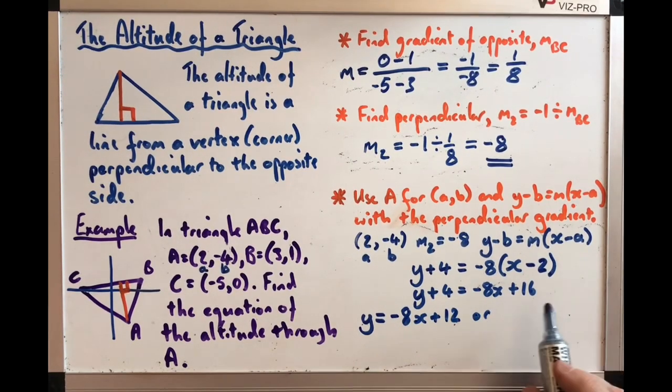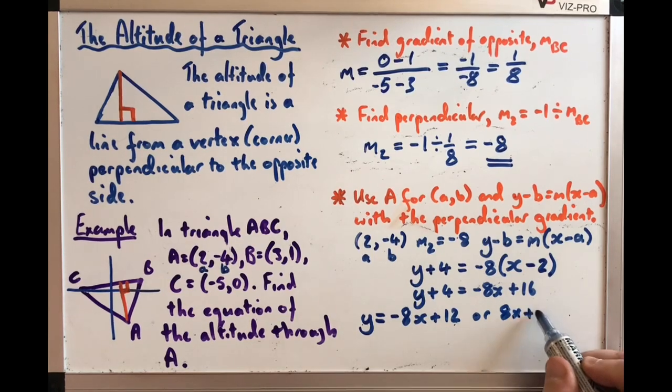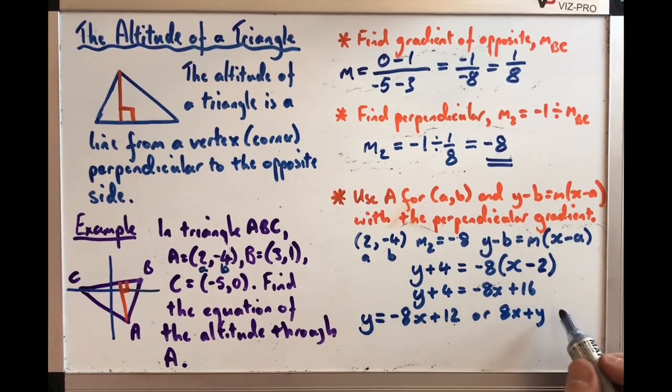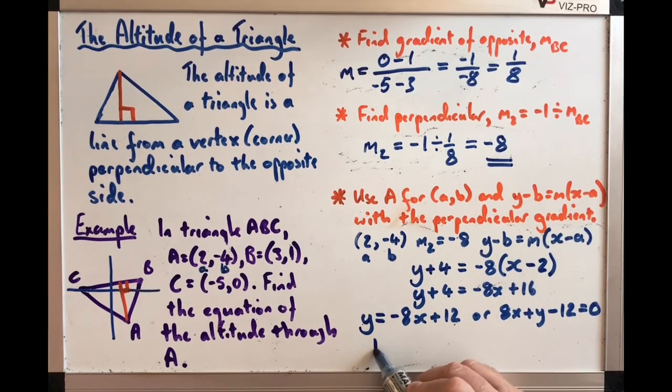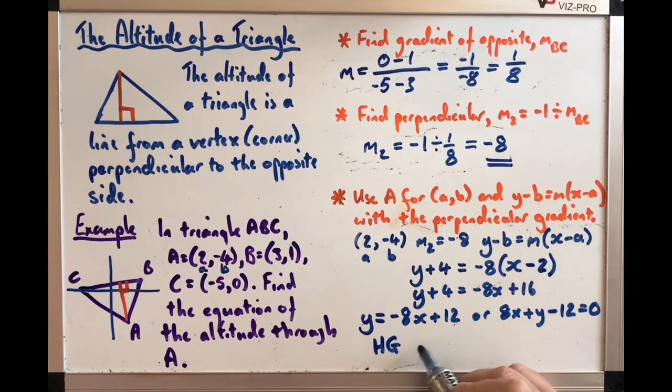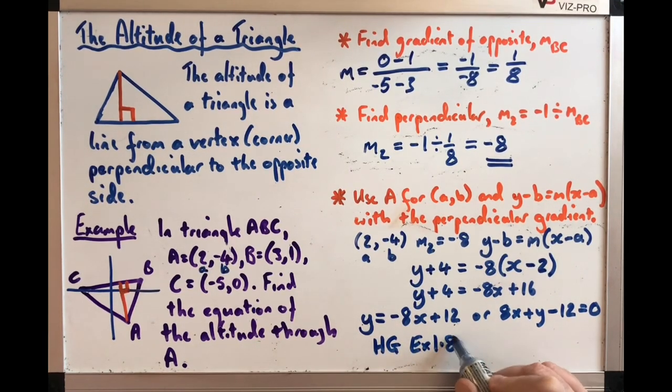If you chose the other way, taking this to the other side, you've got 8x plus y, 4 take away 16 is minus 12, equals 0. Either of those two is fine. Now if you want some more practice at these altitudes, you want to be looking at Hodder-Gibson exercise 1.8. Okay, that'll give you plenty of practice on altitudes.